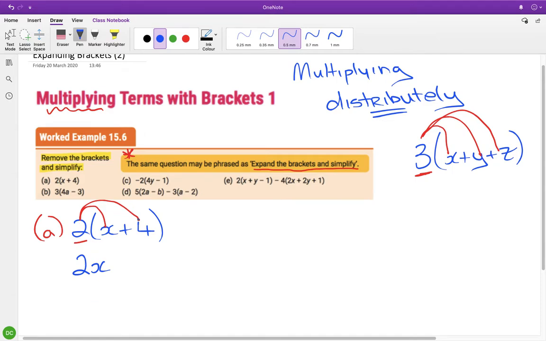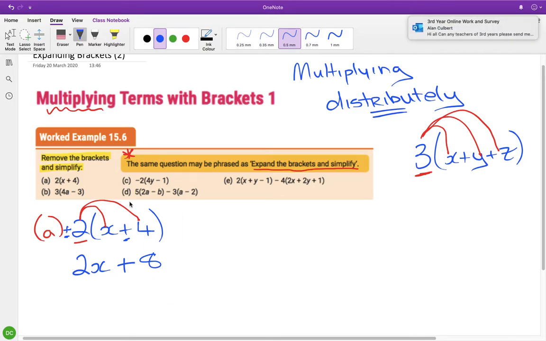And then 2 multiplied by plus 4. This is a plus 2 and this is a plus 4, so the plus multiplied by the plus, the signs are the same, it's a plus. And then 2 times 4 is 8. And that's the answer to the first one.